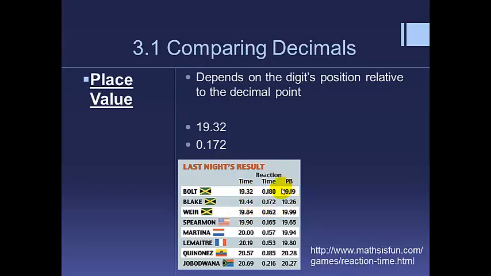And then the PB stands for the personal best. Again, notice that all of these runners ran in 19 seconds, which is super fast. And the way I would say this decimal is 19 and 32 hundredths. And then this one would be 172 thousandths. So again, notice that TH at the end.